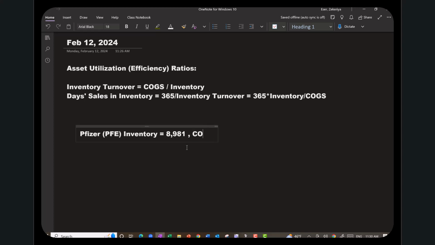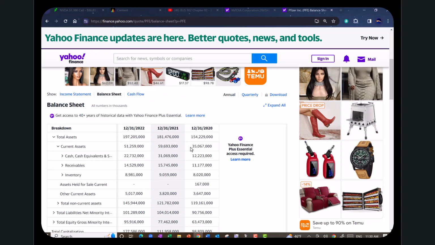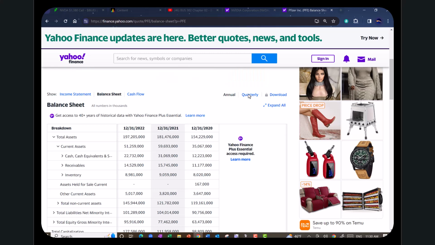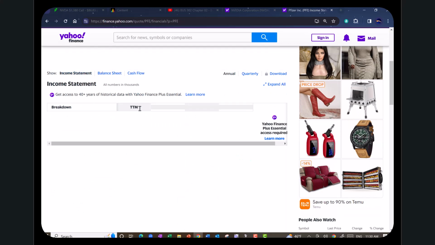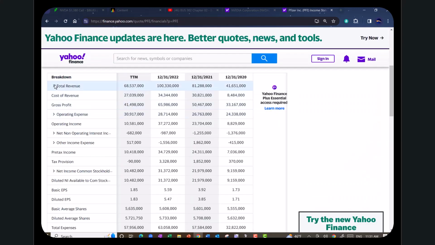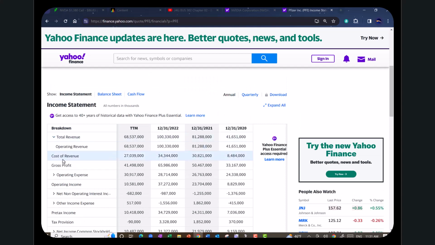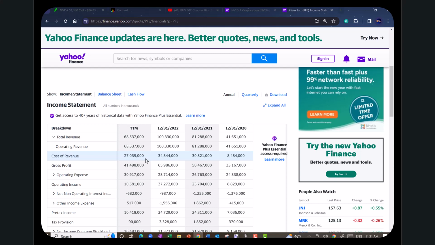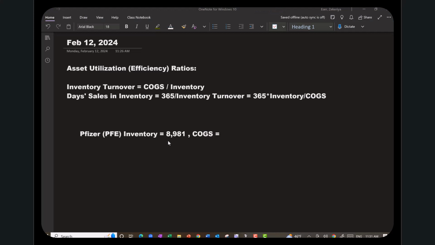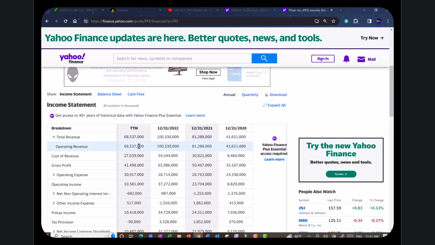Cost of goods sold. I'm going to also add in sales when I get it for our later purposes. Remember, we're talking about cost of revenue, 28039. Sales, 68537.